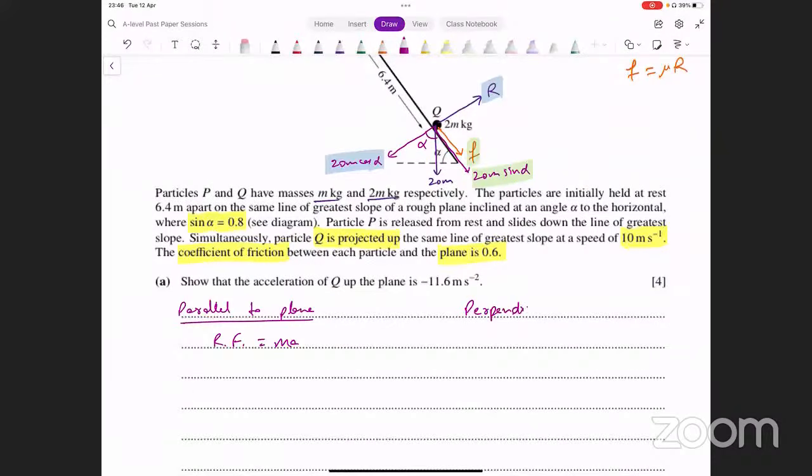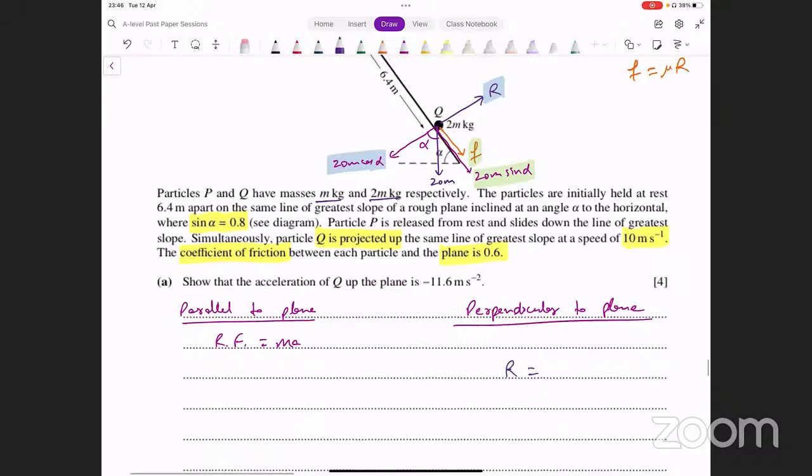Perpendicular to the plane. तो आपकी मूवमेंट नहीं है ना, मूवमेंट तो आपकी parallel to plane है, along the plane है. Perpendicular तो कोई मूवमेंट नहीं है, तो perpendicular forces क्या होंगी? They are going to be equal to each other. R की value आपके पास क्या हो जाएगी? Normal reaction, R is going to be equal to 20m cos alpha. ठीक है, अच्छा. So you've got 20m cos alpha there.